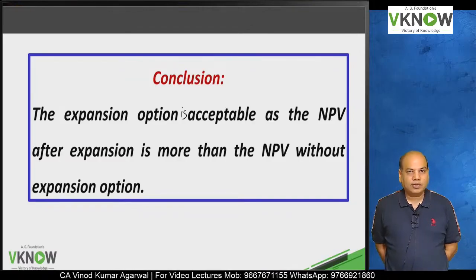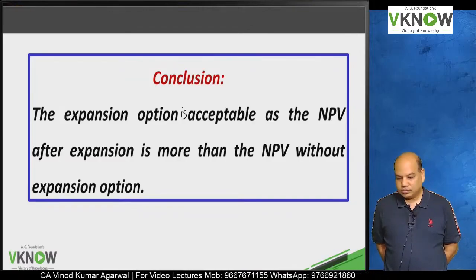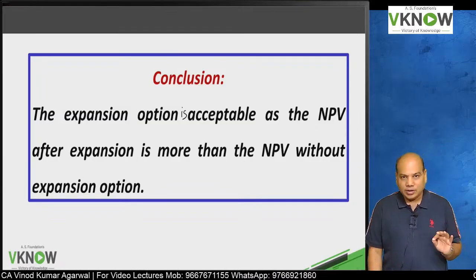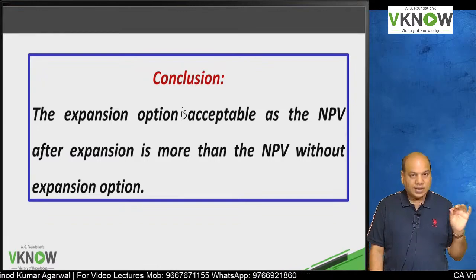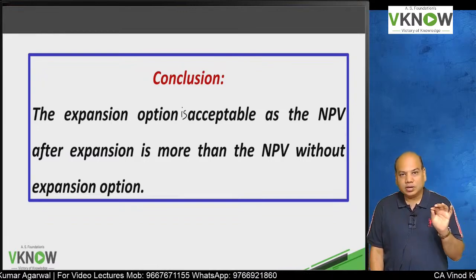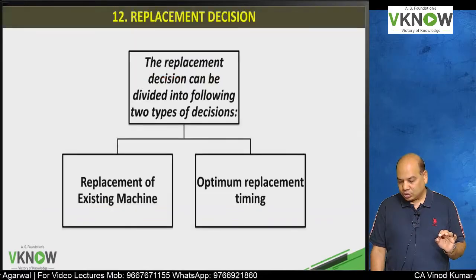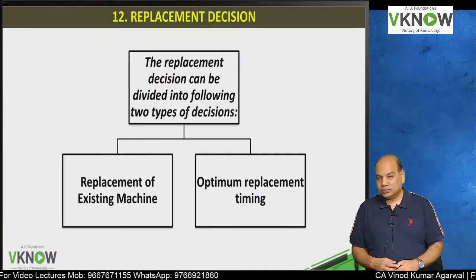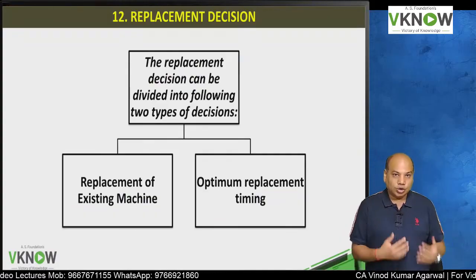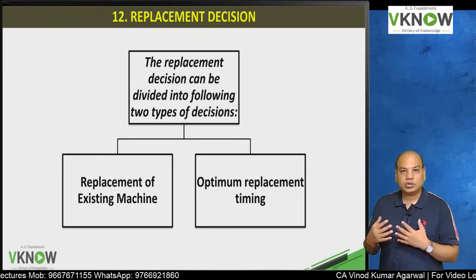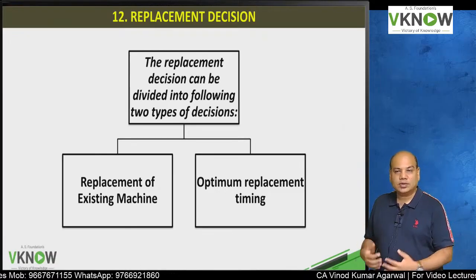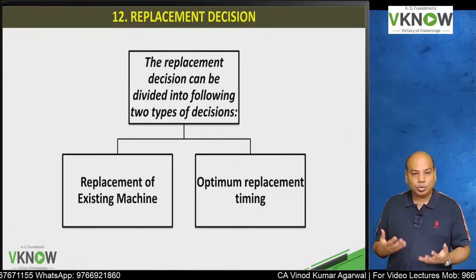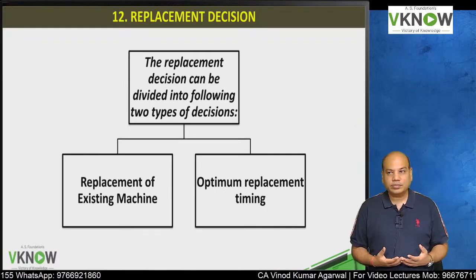This was a wonderful question we have solved. So we have covered option to abandon, option to expand, and now my third option is option to replace. Whether we should continue with the old asset or whether we should purchase a new asset and replace the old asset. Because as an asset becomes older, what happens?